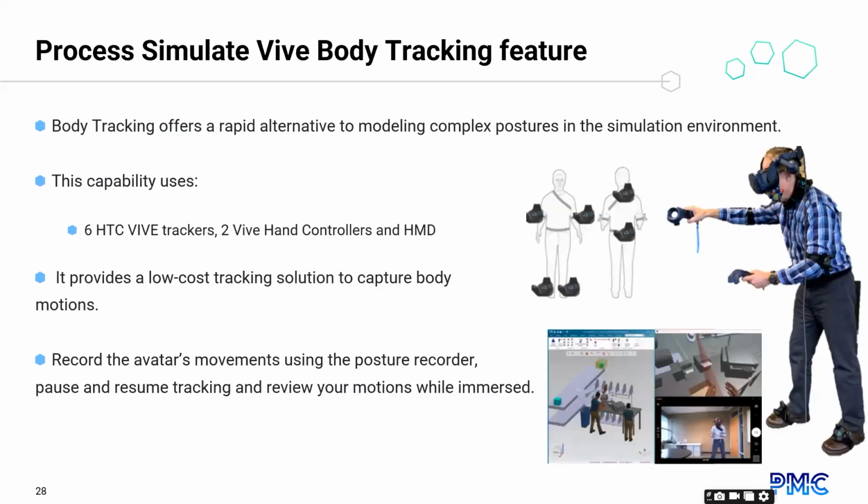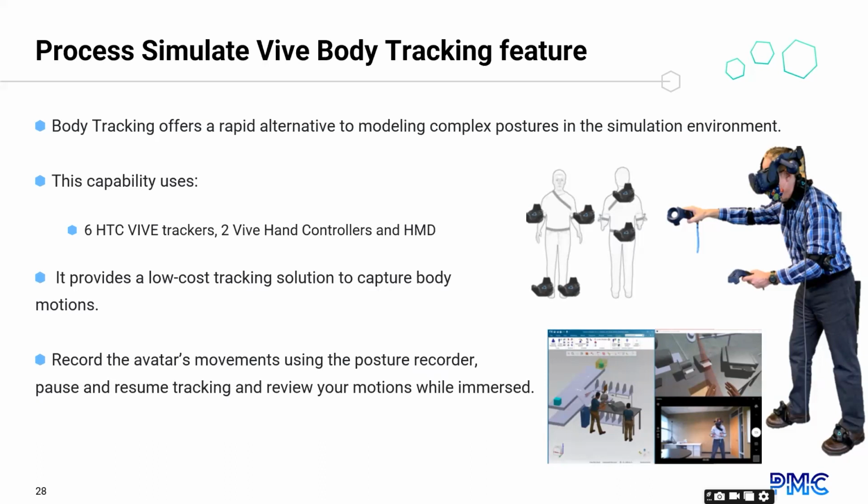Another feature that Siemens added in a following update was the Vive body tracking feature, which is a low-cost alternative for capturing body movements and modeling complex postures in the simulation environment. With this alternative, we eliminate the third-party motion capture system, because we can use the existing HTC Vive trackers. We already have the headset, and we have the hand controllers with the Process Simulate tracking algorithms.